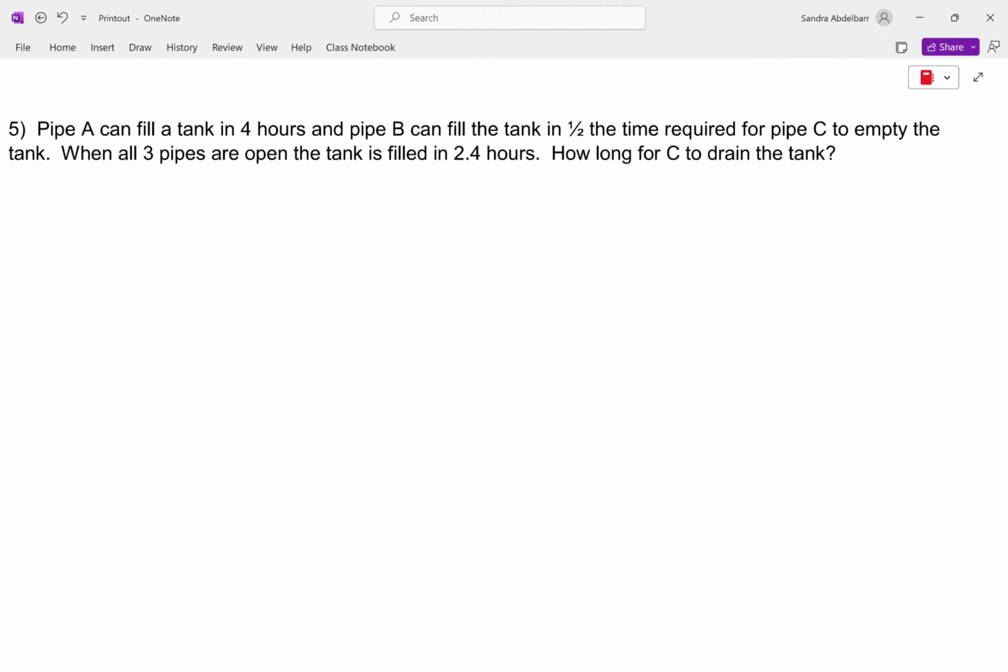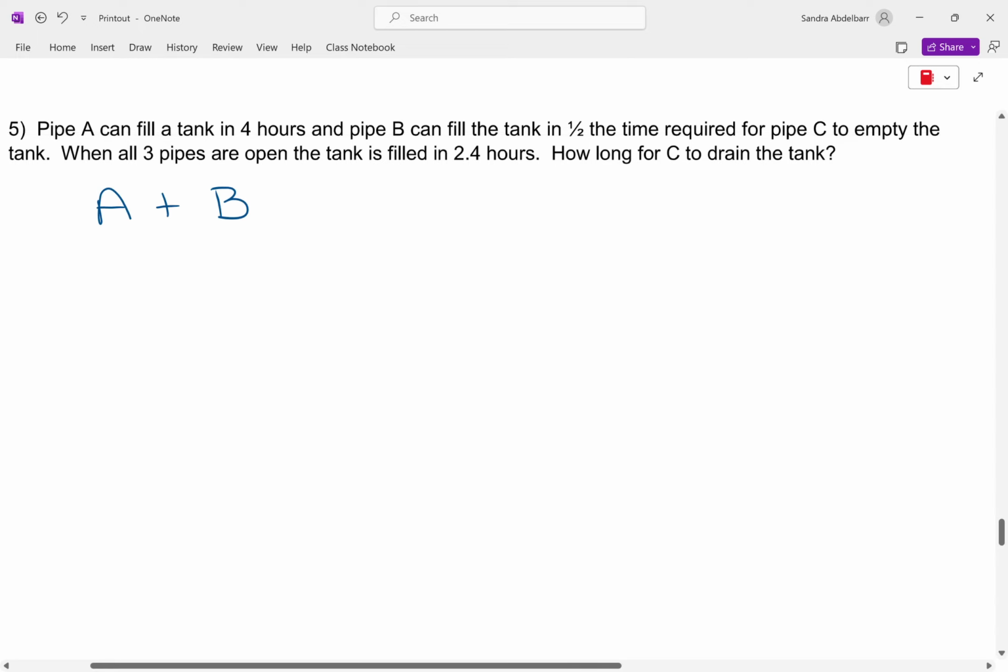Okay. A pipe can fill a tank in 4 hours. Pipe A can fill a tank in 4 hours. Pipe B can fill the tank in half the time required for pipe C to empty the tank. When all 3 pipes are open, the tank is filled in 2.4 hours. How long for C to drain the tank?